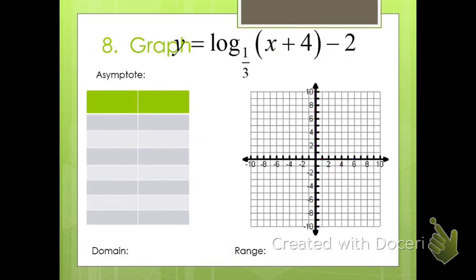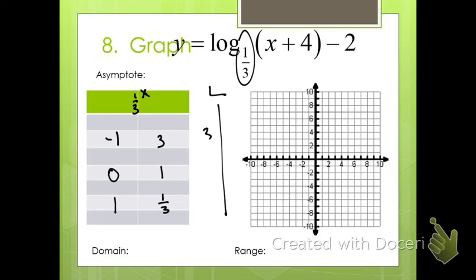All right. All I care about, 1/3. I want 1/3 to the x value. Okay, so I'm going to plug in my normal numbers of -1, 0, 1. I'm going to get 3, 1, 1/3. Okay, if I do my logarithmic t-chart, I'm going to get 3, -1, 1, 0, 1/3, 1. So I'm going to go to my graph and plug in, I'm going to graph 3, -1. I'm going to graph 1, 0. And 1/3, 1.